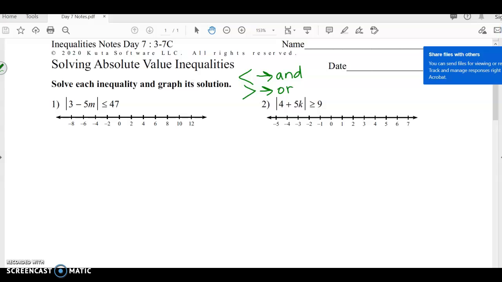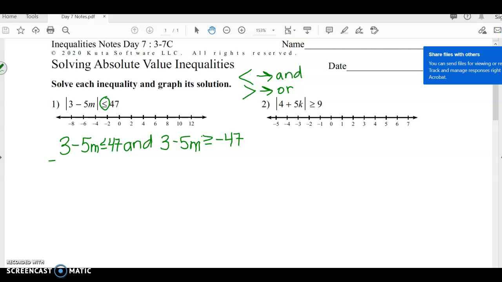You have to get that absolute value alone first. Absolute value is alone first on the first one there. It is a less than, so I know it's going to be an and. So I solve it like it is: 3 minus 5m is less than or equal to 47. And then I do the flipped version: 3 minus 5m is greater than or equal to negative 47.